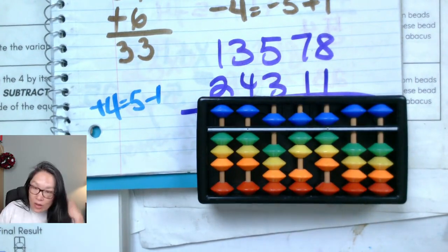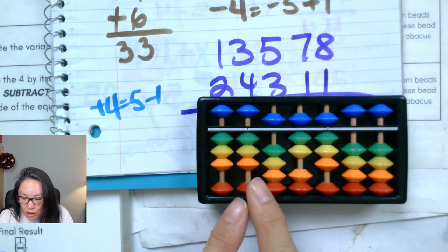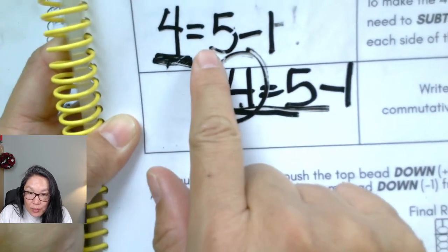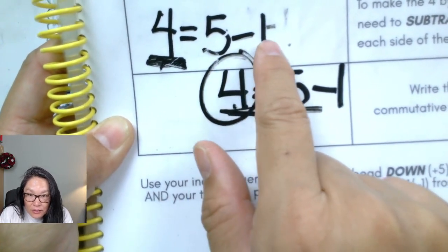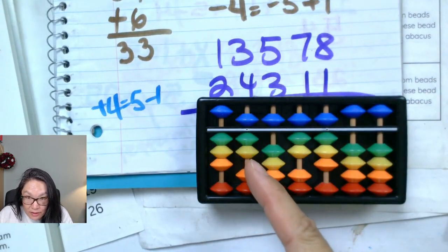If I have 4, I'm going to add the 4 here. Is there enough beads to add the 4? No, there isn't. What do we do? 2 plus the 4 is plus the 5 minus the 1. So we're going to plus the 5 minus the 1.